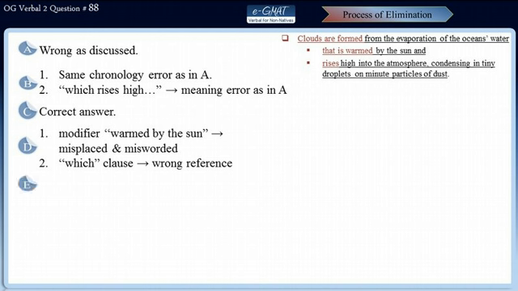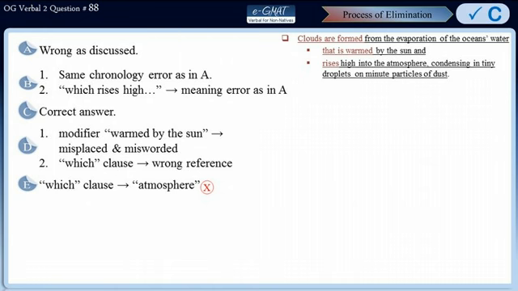Let's take a look at choice E now. Well, in choice E, the which clause illogically refers to the atmosphere, meaning that the atmosphere condenses in tiny droplets. This is incorrect. So for this error, choice E is not correct. So as we found out earlier, choice C is the correct answer.